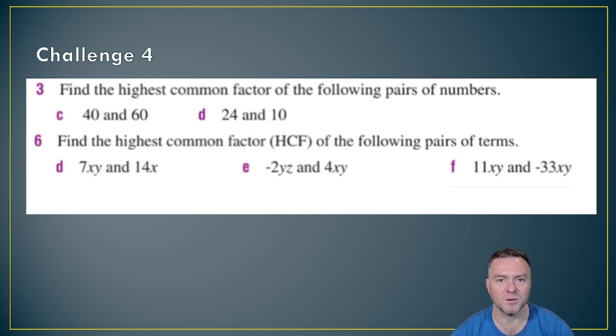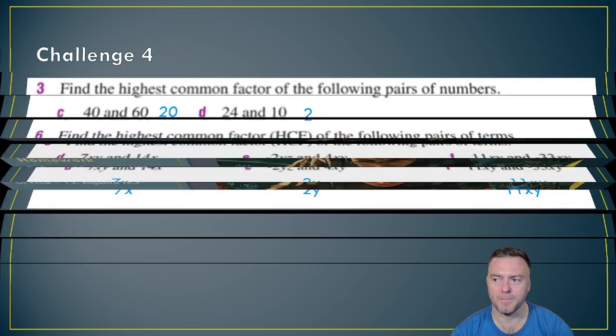So find the highest common factor of the following pairs of numbers, 40 and 60, that would be 20. 24 and 10 would give you 2. Highest common factor of 7xy and 14x would be 7x. Negative 2yz and 4xy would give you 2y. 11xy and negative 33xy would give you just 11xy.